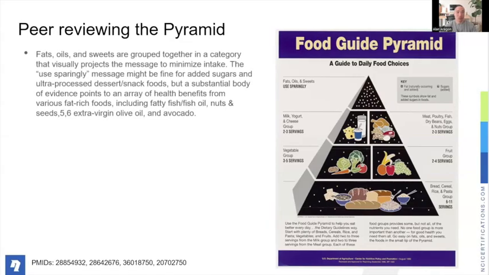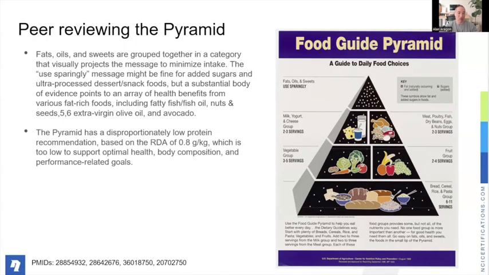So, fats, oils, and sweets are grouped together in a category that visually projects a message to minimize intake. The use sparingly message might be fine for added sugars and ultra processed dessert and snack foods, but a substantial body of evidence points to an array of health benefits from various fat rich foods, including fatty fish and fish oil and nuts and seeds and extra virgin oil and avocado.